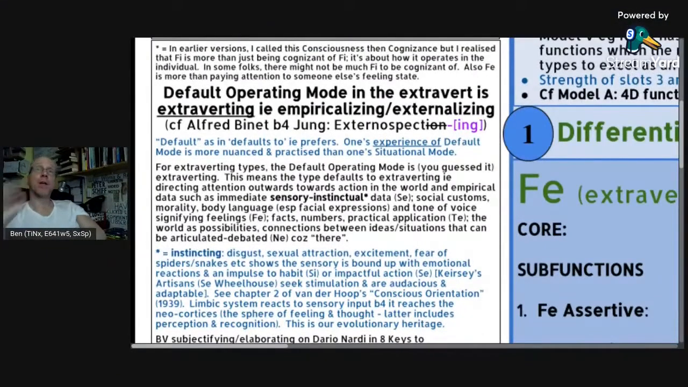So again, default mode, I'll just read this bit out. For extroverting types, the default operating mode is, you guessed it, extroverting. This means the type defaults to extroverting, i.e. directing attention outwards towards action in the world and empirical data, such as immediate sensory instinctual data, which is SE, social customs, morality, body language, especially facial expressions and tonal voice signifying feelings, FE, facts, numbers, practical application, TE.